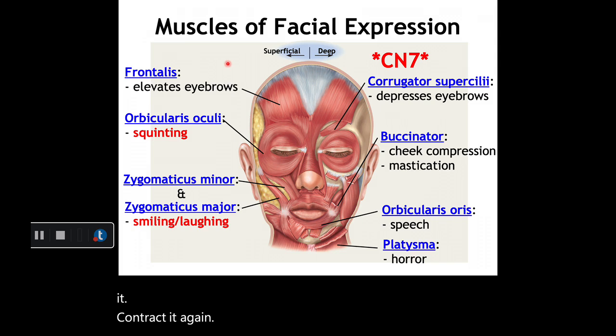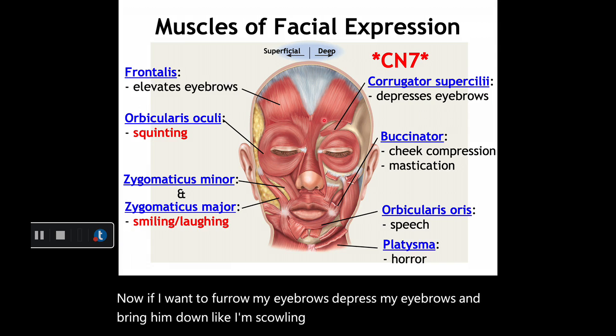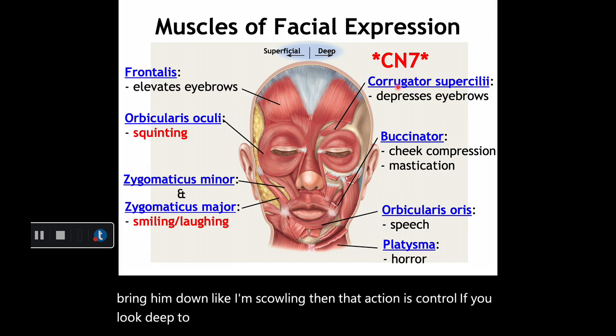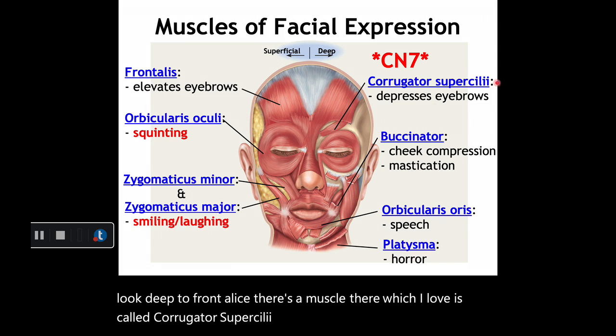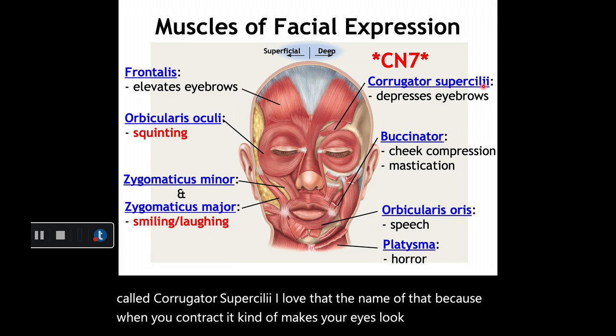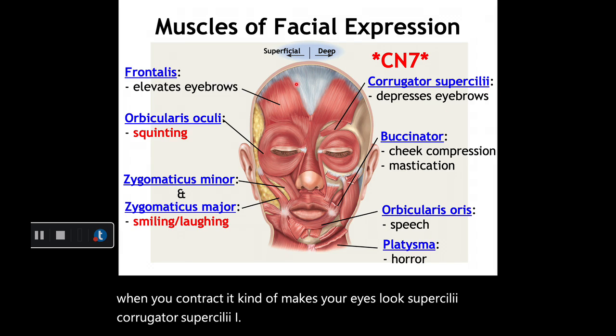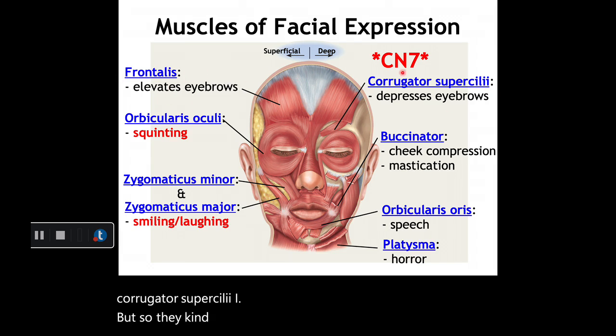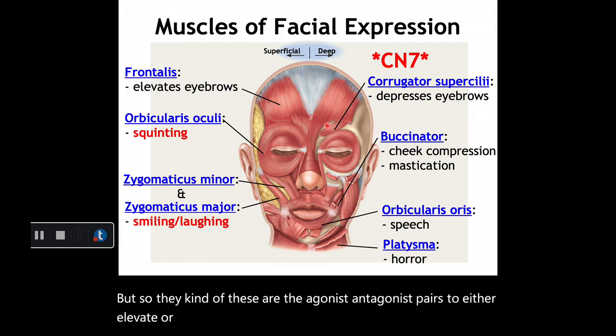Now, if I want to furrow my eyebrows, depress my eyebrows and bring them down like I'm scowling, then that action is controlled by a muscle deep to frontalis, which I love. It's called corrugator supercilii. I love the name of that, because when you contract it, it kind of makes your eyes look supercilly. Corrugator supercilii. Anyway, these are the agonist-antagonist pairs to either elevate or depress your eyebrows.